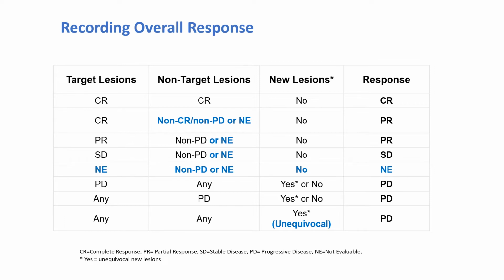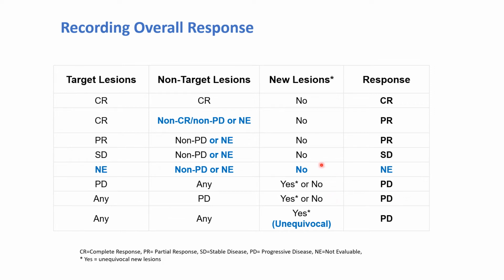So, for example, you could have the target lesions still small, but you get new lesions developing, and that's progression. Or you might have an increase in the non-target lesions, an unequivocal increase in all the pleural effusions, or the measurable non-target lesions increasing in size, and that also can be called progressive disease.